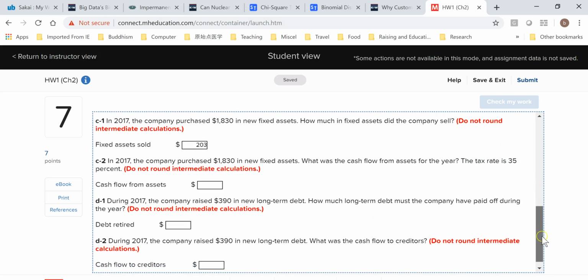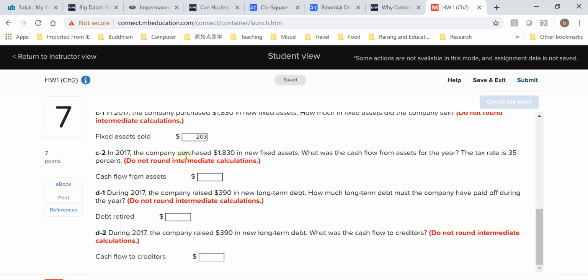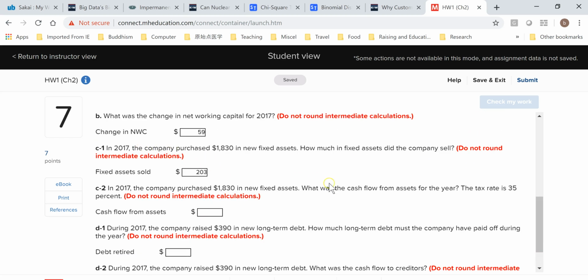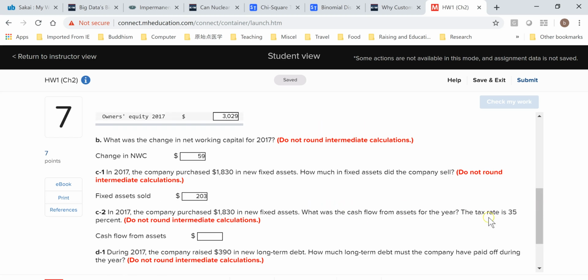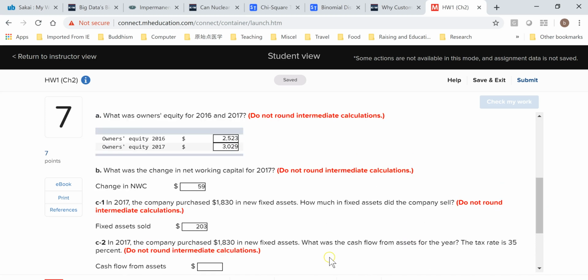So C-2. In 2017, the company purchased $1830 in new fixed assets. What was the cash flow from assets for the year? So it's the same setup as in part C1. Now it's just changing the question. It's asking you what is the cash flow from assets given the tax rate. So how can we figure out the cash flow from assets?